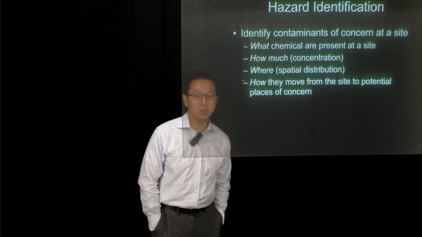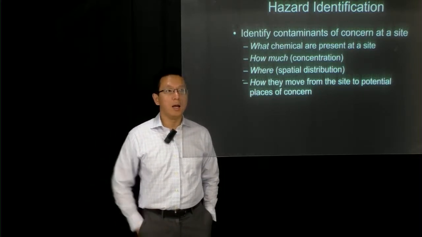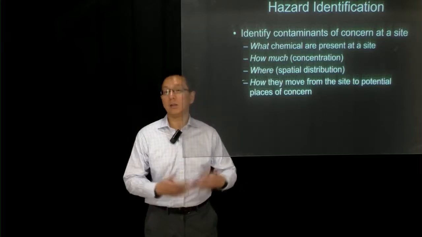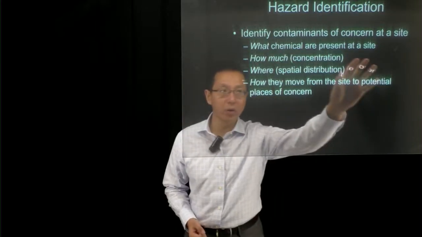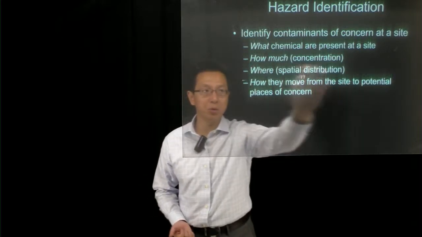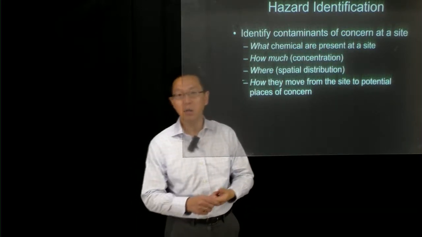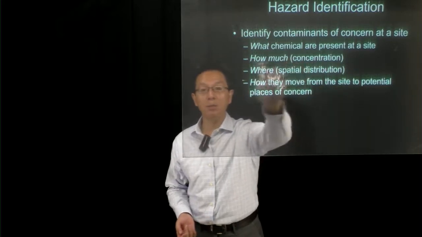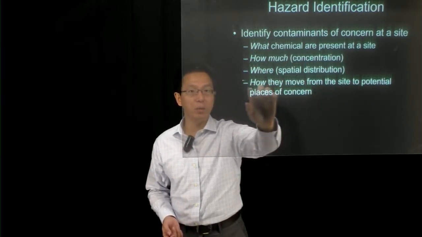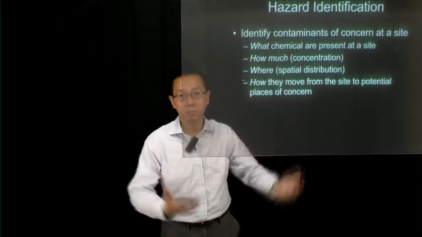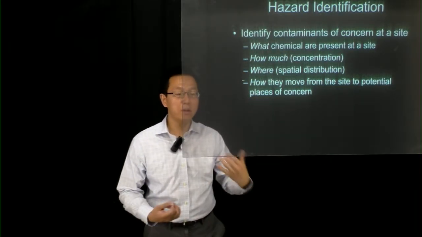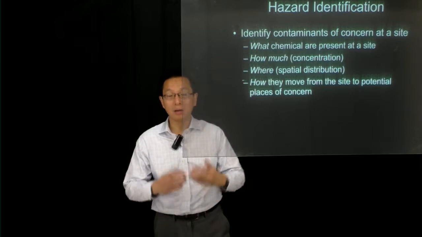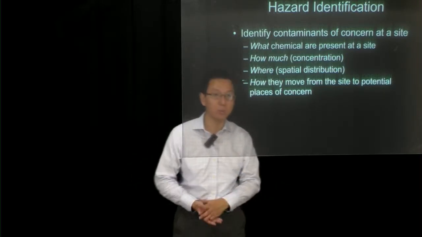So in hazard identification, the overall goal is to identify contaminants of concern. What we want to know is what chemicals are there and how much of them, their concentration in soil, air, water, whichever media you want. And where are they, how they are distributed spatially, and finally how they move, and to see if they can be released from a site to other places of concern where they can get in contact with people.